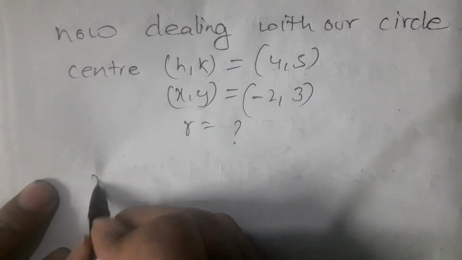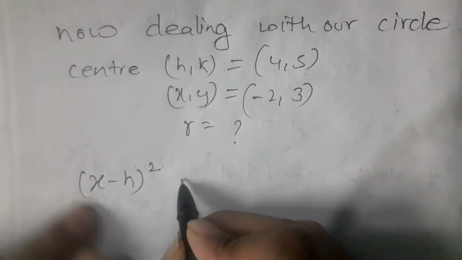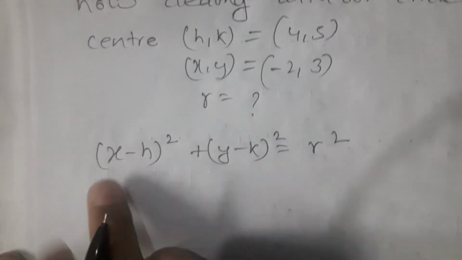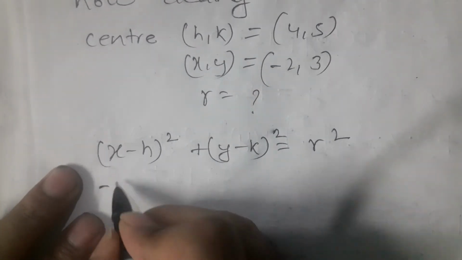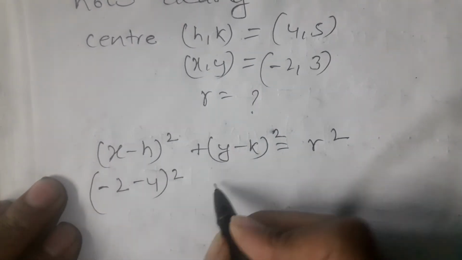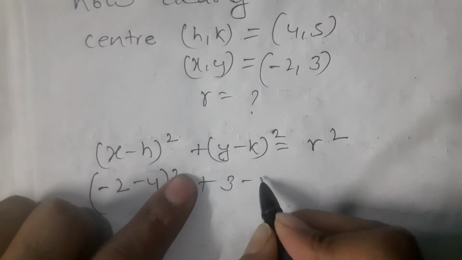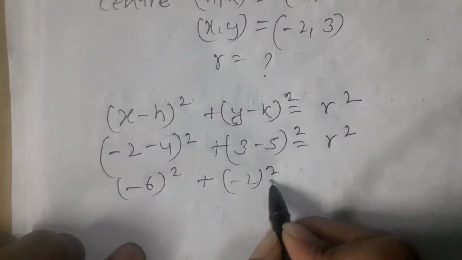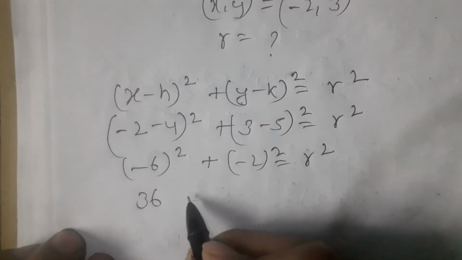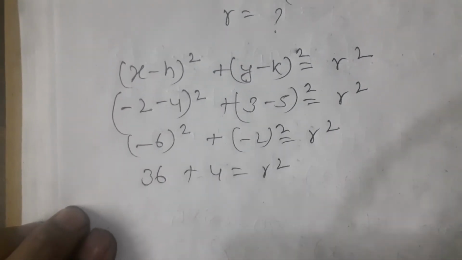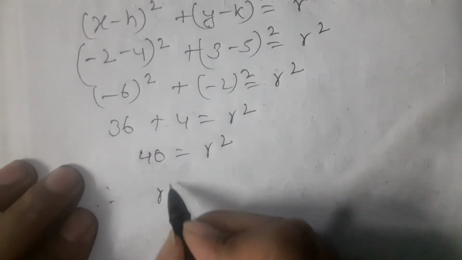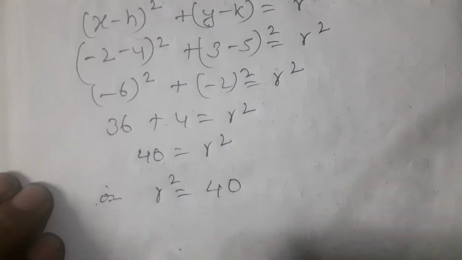To find the radius, you first write the original formula, x minus h whole square plus y minus k whole square is equal to r square. Our x is from this side, so this is minus 2 minus 4 whole square, and y is 3 minus 5 whole square. We have to find r square, so this is minus 6 whole square and this is minus 2 whole square is equal to r square. This is 36 and this is 4, and 36 plus 4 is 40. Therefore r square is equal to 40. You don't need to find r, you just need to find r square.